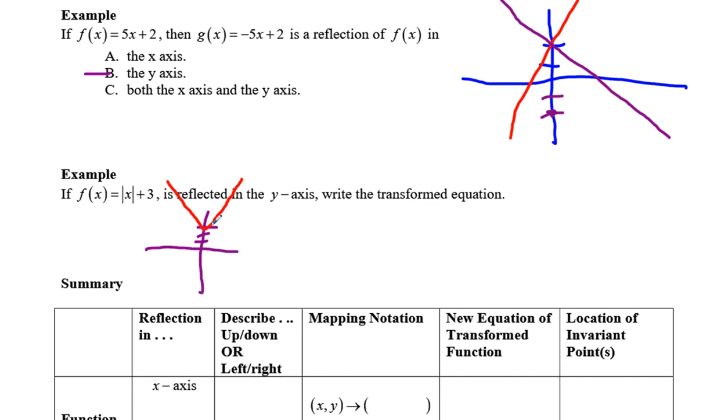Meaning, right side, I want you to jump over to the left side. Left side, I want you to jump over to the right side. Write the transformed equation. Will anyone else notice that she ain't changing? Well, how come?